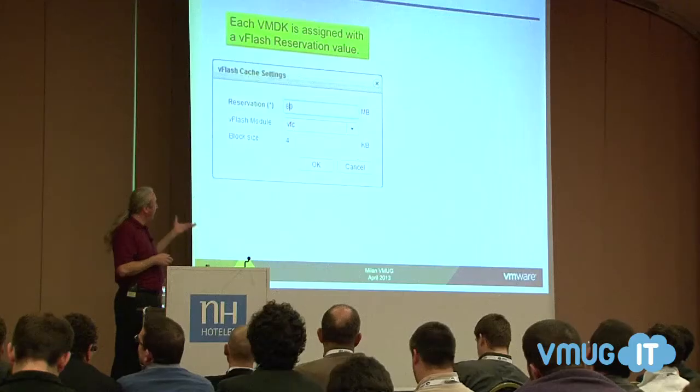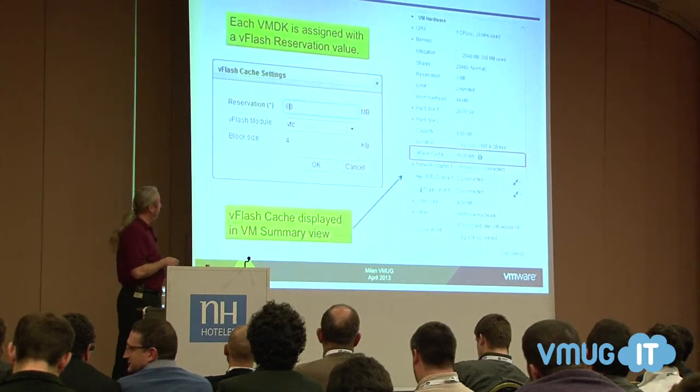Block size, the block size should be set to match the application block size. And so we will work on putting out some collateral around what are the appropriate block sizes to use with certain applications and so on when we do get around to launching that. But that's essentially the only three things that you need to set up. And then once that's been set up, you can see the vFlash cache summary will be displayed in the virtual machine summary tab. So it's as simple as that.